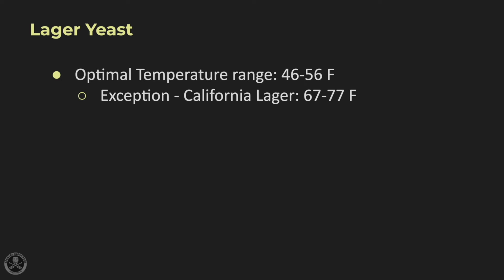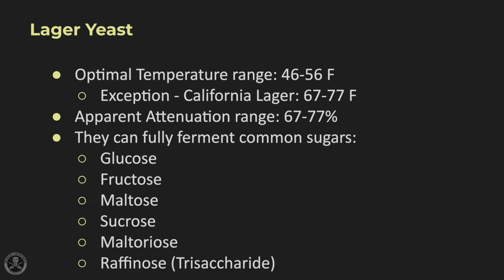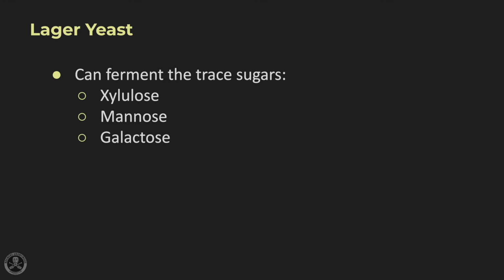The exam study guide notes one specific exception, and that is the California lager yeast strain, noting this strain's optimal temperature range is 67 to 77 degrees Fahrenheit. The general apparent attenuation range for lager yeast strains is 67 to 77% attenuation. Lager yeasts are able to ferment these common sugars: glucose, fructose, maltose, sucrose, maltotriose, and the lager strains can fully ferment the trisaccharide raffinose. They can also ferment these trace sugars, the cellulose, mannose, and galactose.